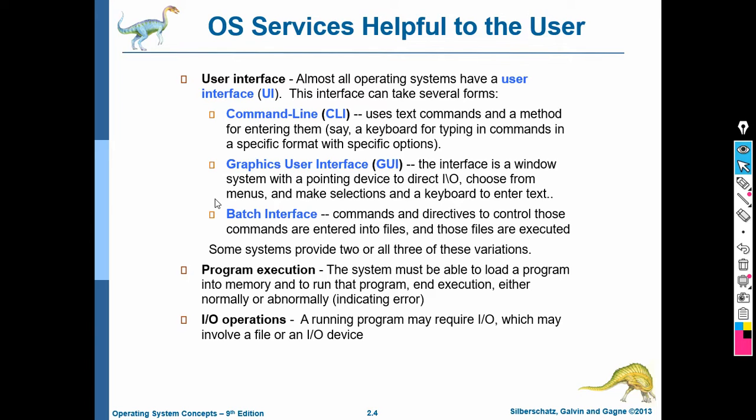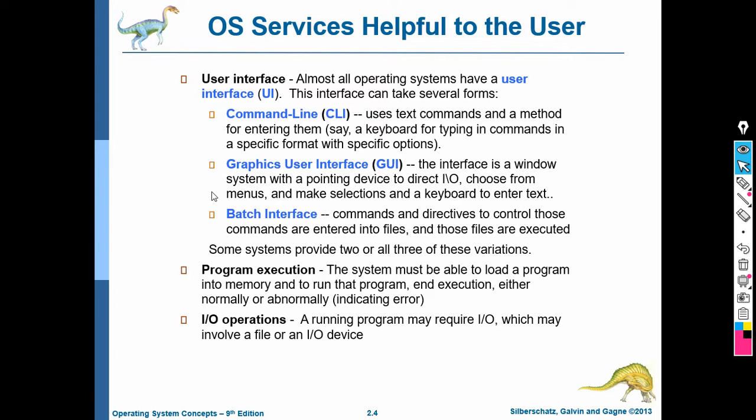And in the graphical user interface, you find icons, the services available in the form of icons. By just clicking on the respective icons, you are able to invoke the services. And in the batch interface, commands and directives to control those commands are entered into files, and those files are executed one after the other. Some systems provide two or all three of these variations. For example, the Unix operating system will provide you both CLI and GUI, right?